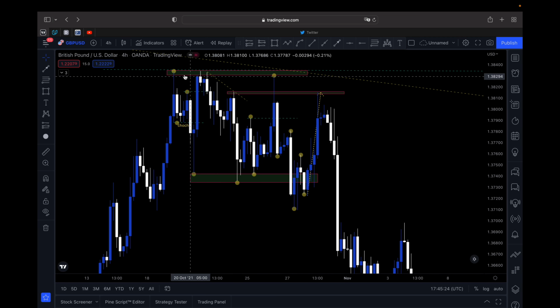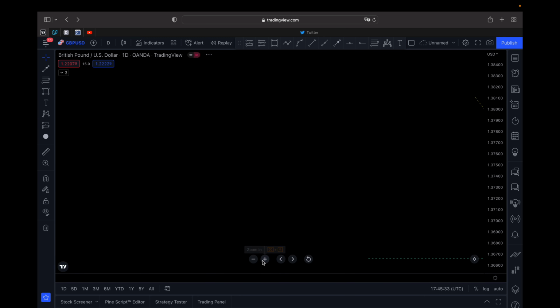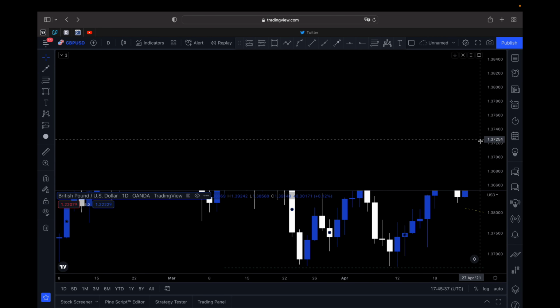But either way, if you go to the daily time frame, say we move to the daily time frame, you would actually see that price was gradually creating lower highs and lower lows.